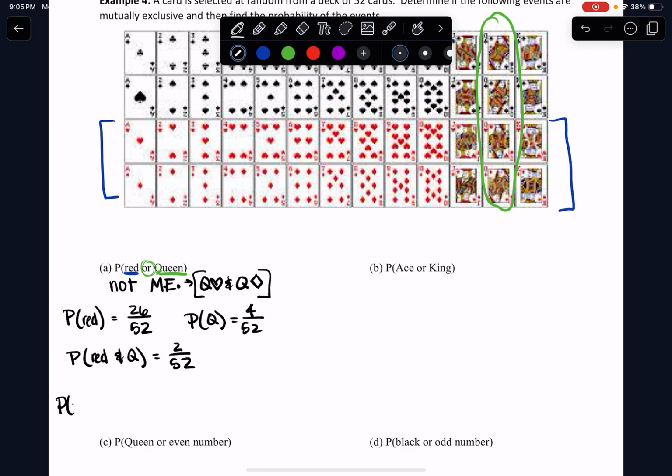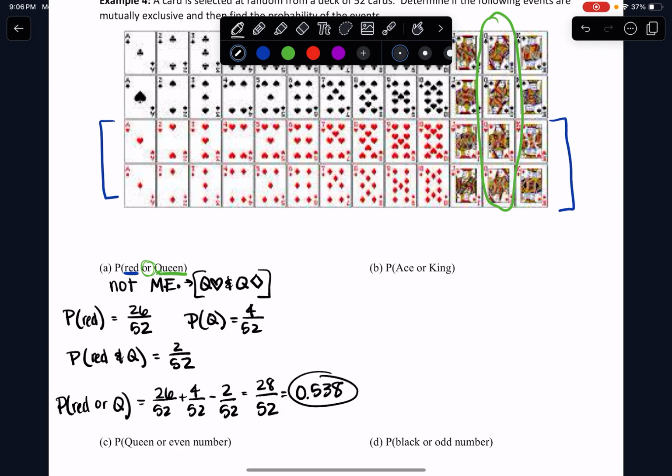So now the probability of red or queen equals 26 over 52 plus 4 over 52 minus 2 over 52. That's 28 over 52, or 0.538. So when we're looking at the sample space, we can see whether or not they overlap, and then we can apply the general addition rule. So why don't you go ahead and do B, C, and D, and then come back and check your work. Make sure you're doing it properly.